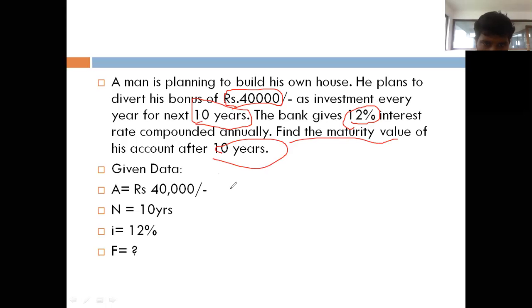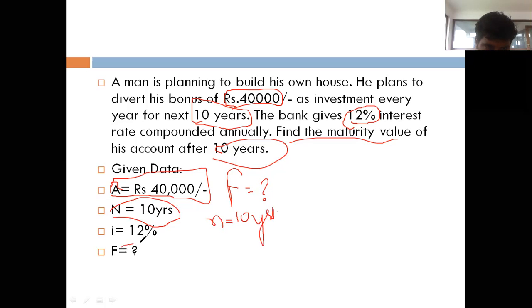What is the future sum at every interval of 4 years? If you have to find it, A is the equal uniform amount he is paying, 40,000. The period is n, so n is equal to, it is small n, don't make it capital N. So i is 12%, and you have to find F.